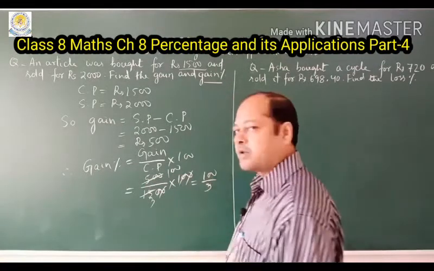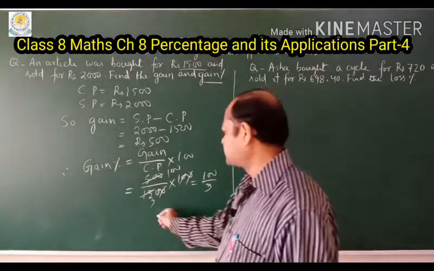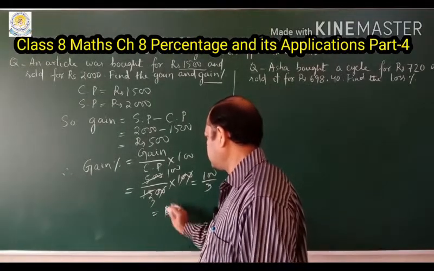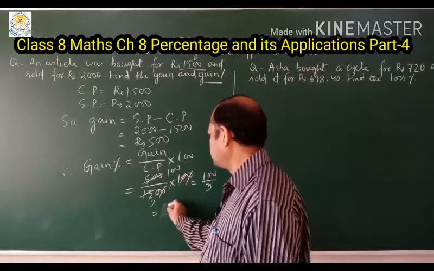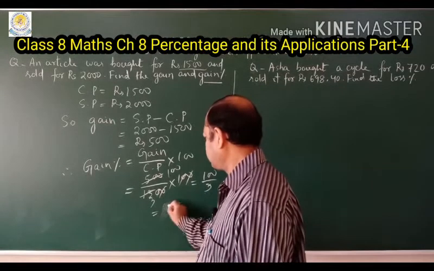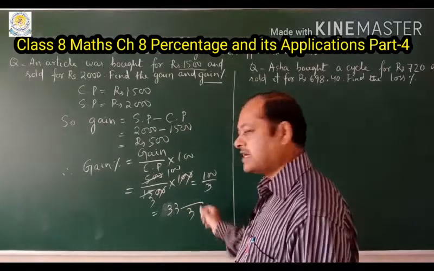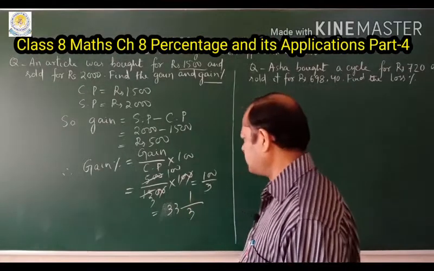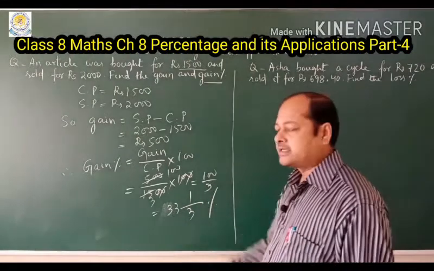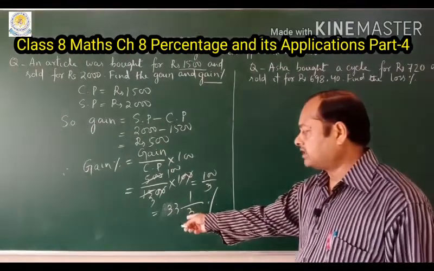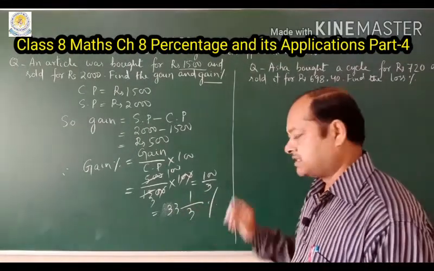It is an improper fraction. Make it into a mixed fraction, because you have to find out the percentage. So 33 multiply here, because 33 into 3 is 99. 99 plus 1. So what you got here? Gain percentage is 33 whole 1 upon 3 percent.